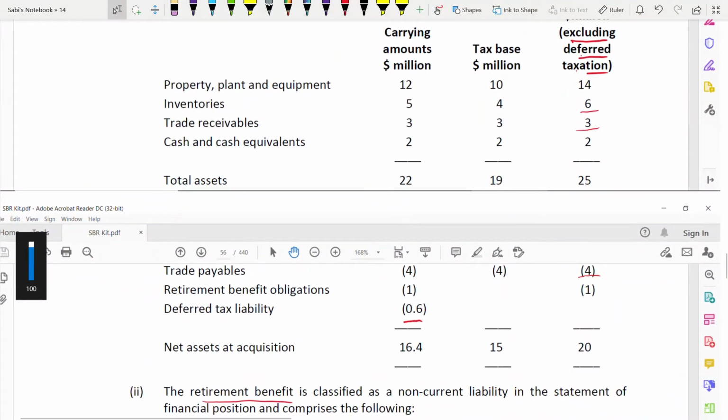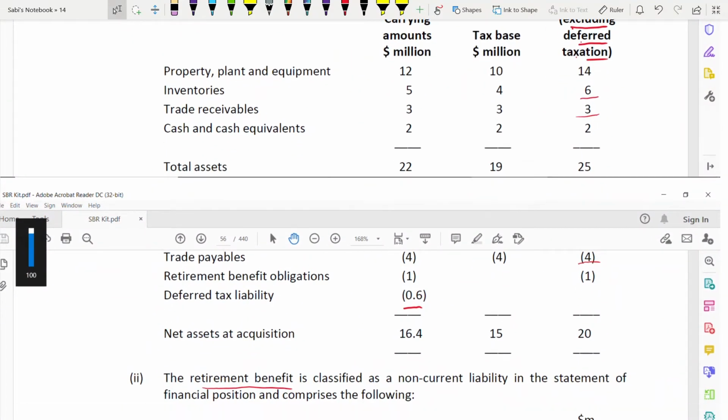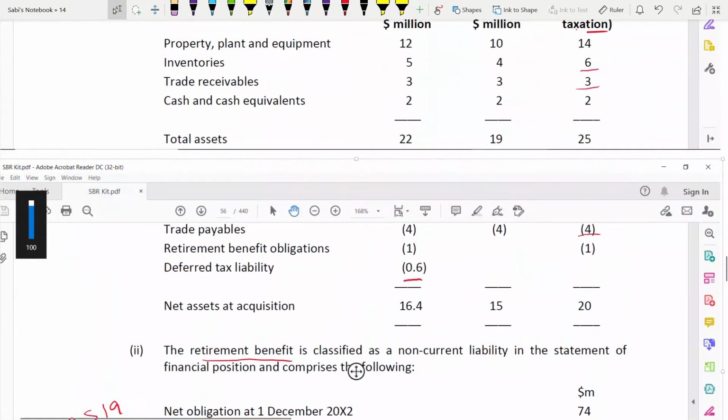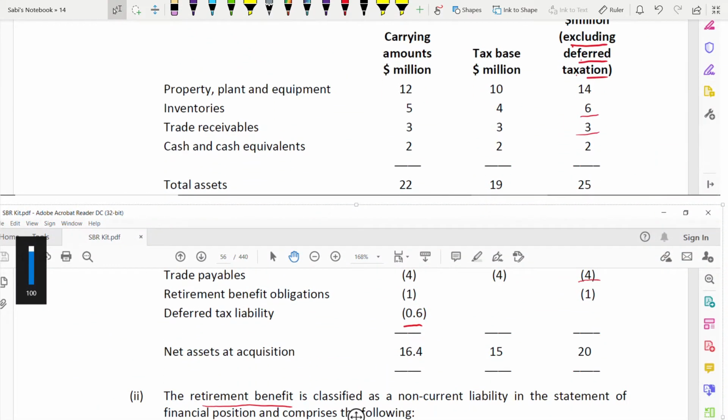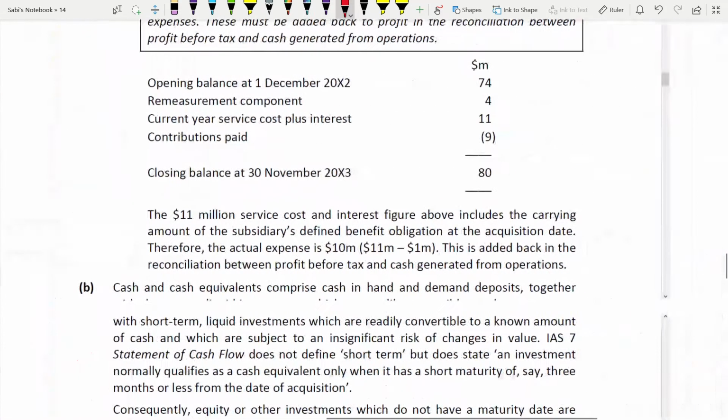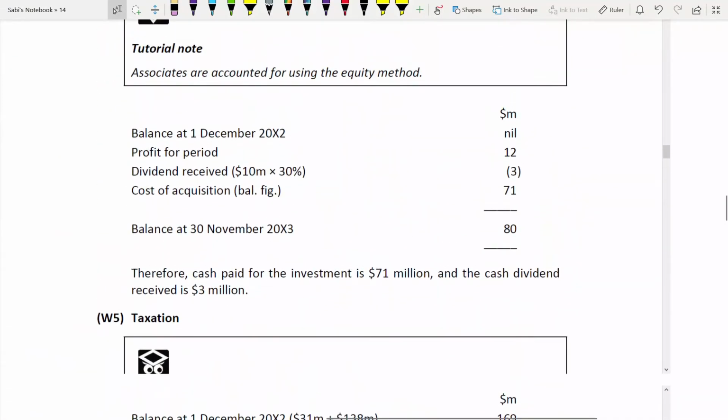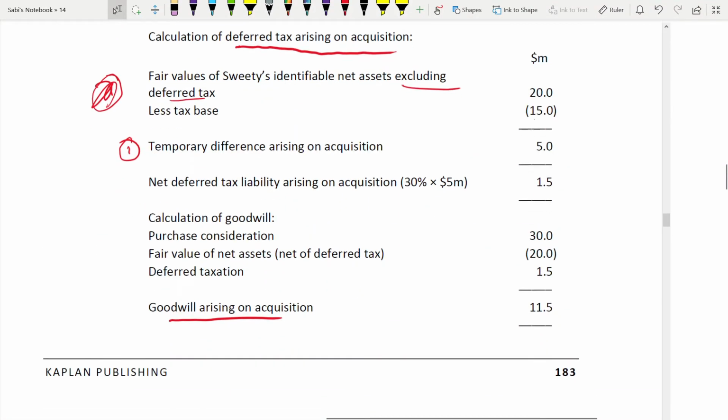This one, if you see the deferred tax, wait, it's 20, okay, just wait a minute. Okay, so if you see the net assets at acquisition, it is 20 here. This has already excluded the deferred taxation. So 20 minus tax base is 15. You see, so 20 minus 15. So that 20 minus 15 is your 5.